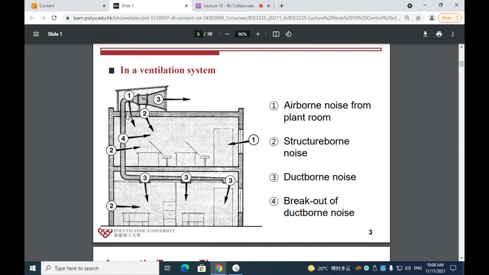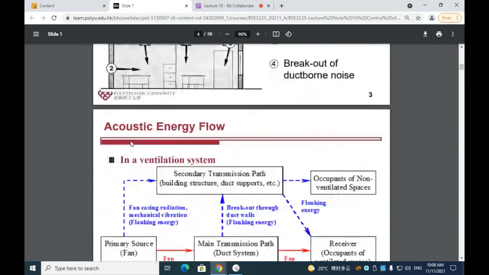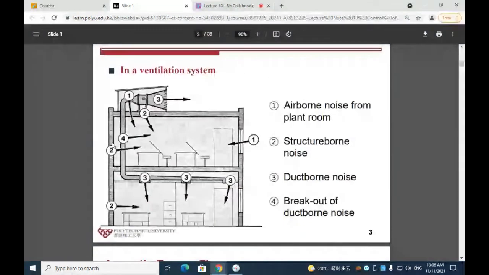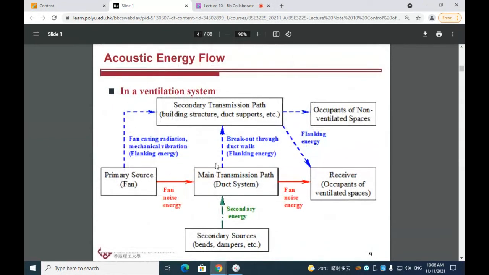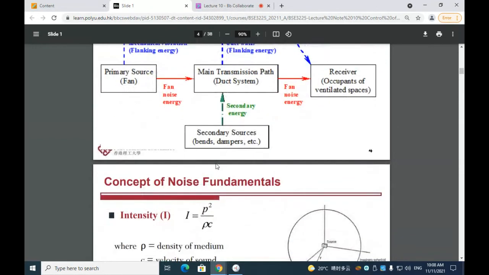However, the duct will go through the upper space and the upper space also has building structures. So through the energy flanking, the vibration or the acoustic energy flow, some part of it will also be transmitted to the upper space. Okay, so this is the acoustic energy flow in a ventilation system.